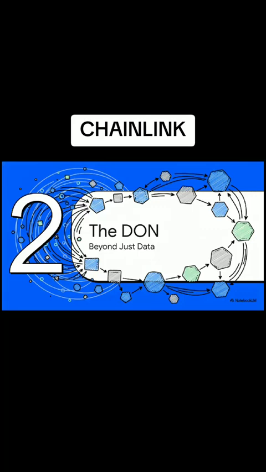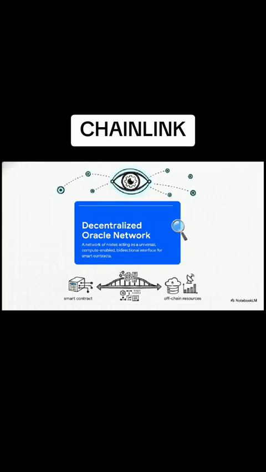And this is where we get to the core innovation of Chainlink 2.0. The solution isn't just about feeding in more data anymore. No, it's about building something way, way bigger, a decentralized oracle network, or what they call a DON. So what in the world is a DON?